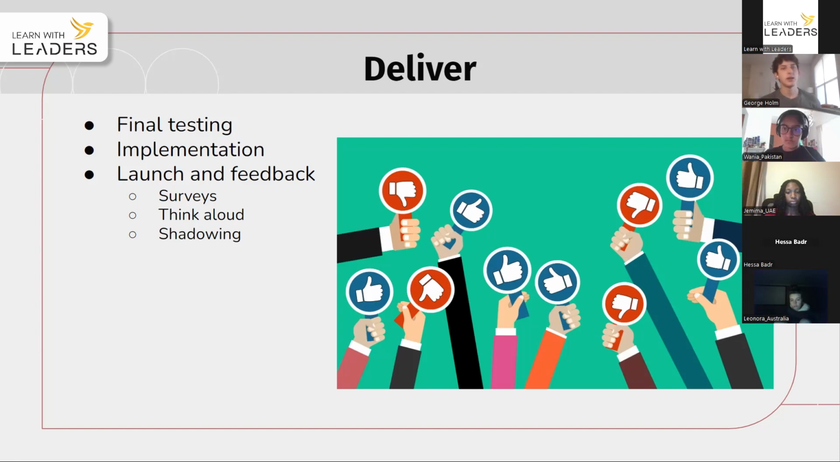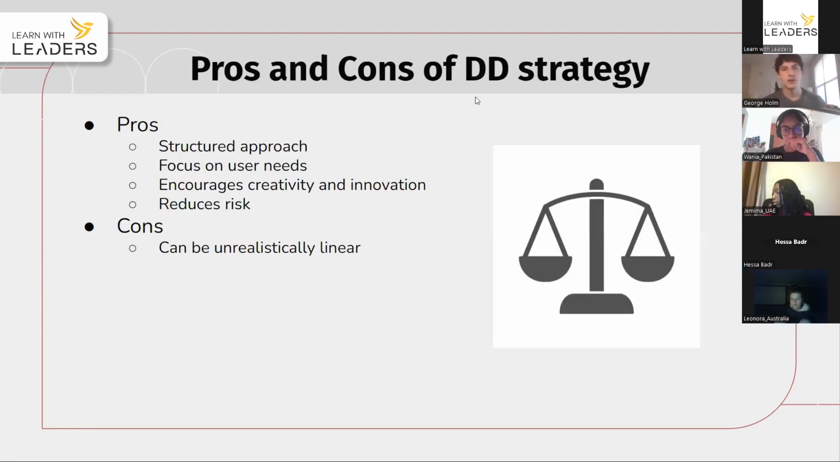So it's probably a lot quicker than actually creating it or planning it. You're just trying to get feedback, and this can go on for as little or as long as is necessary. So again, there are a lot of pros and cons to the double diamond strategy. The pros are that you immediately have a structured approach to whatever you're doing. You get to focus on user needs, it encourages creativity and innovation, and there's a lot less risk involved, especially since a lot of the risk is short term.